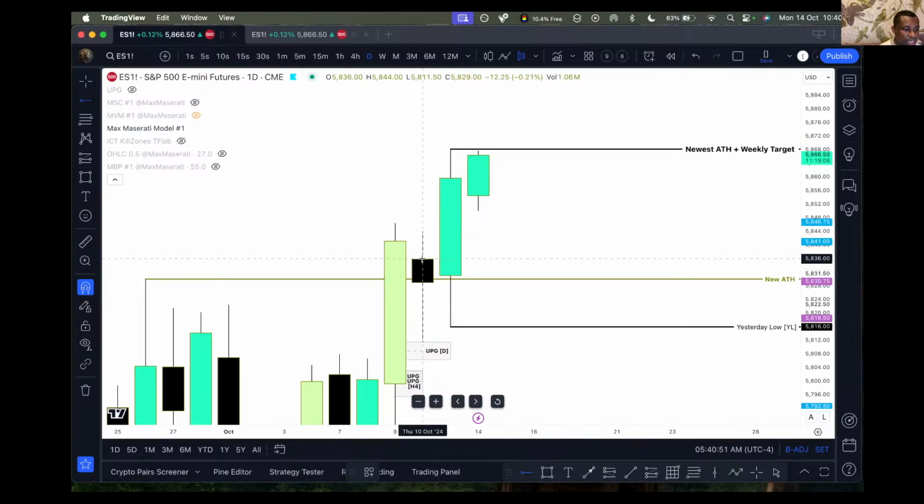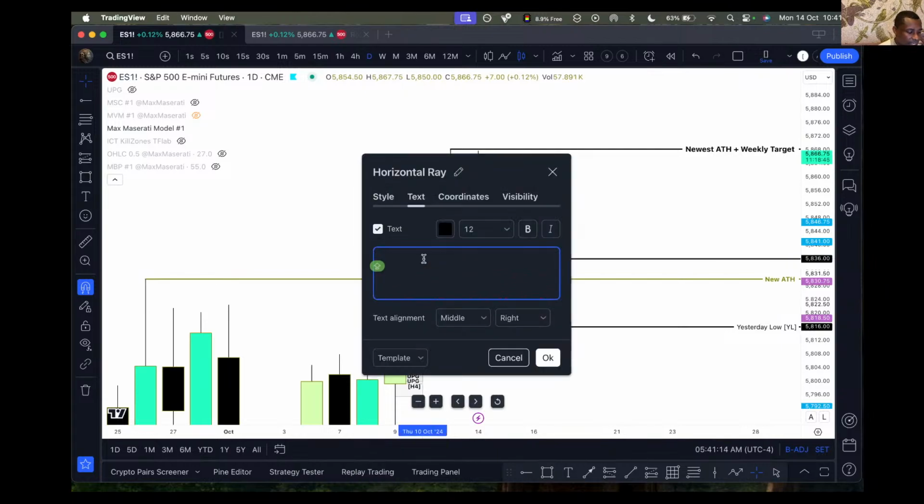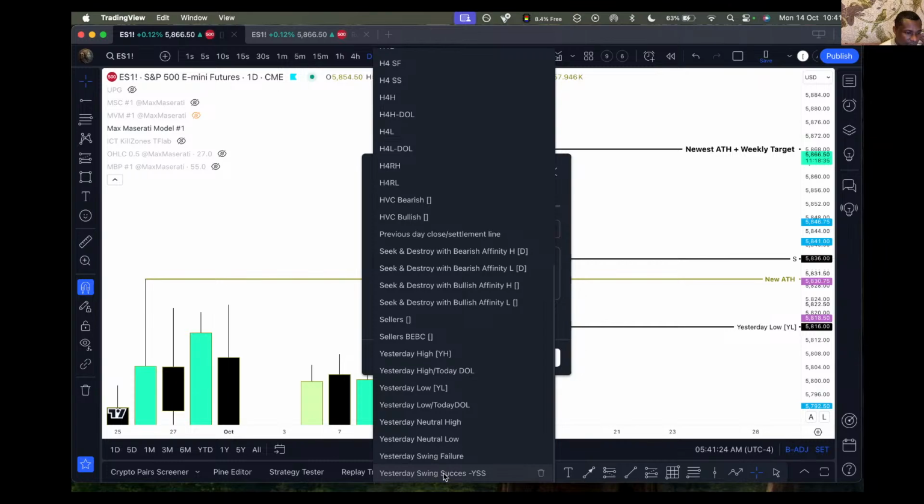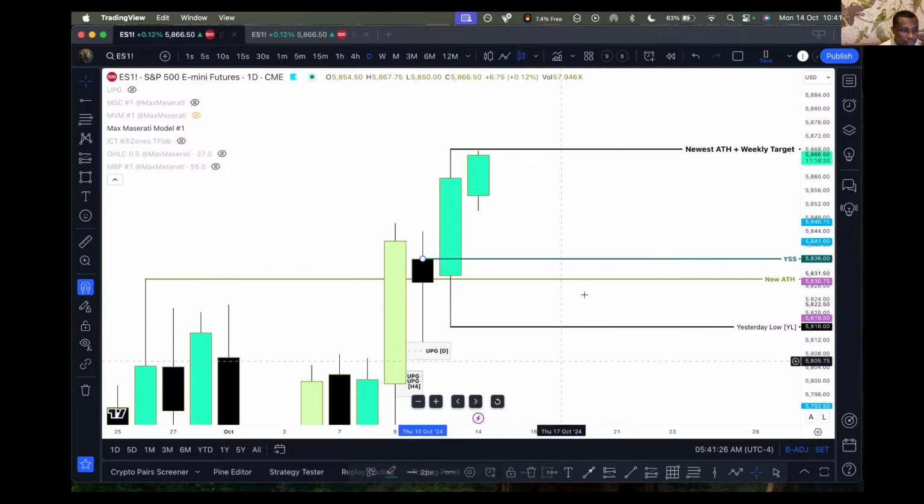Then we'll be marking where price opened here. The close of this candle was higher than the open, which means we have a bullish body close. So this level here is our level of interest. We'll be marking this where we can consider that the market made a swing success. Let me just take it from the template. So we had a yesterday swing success.